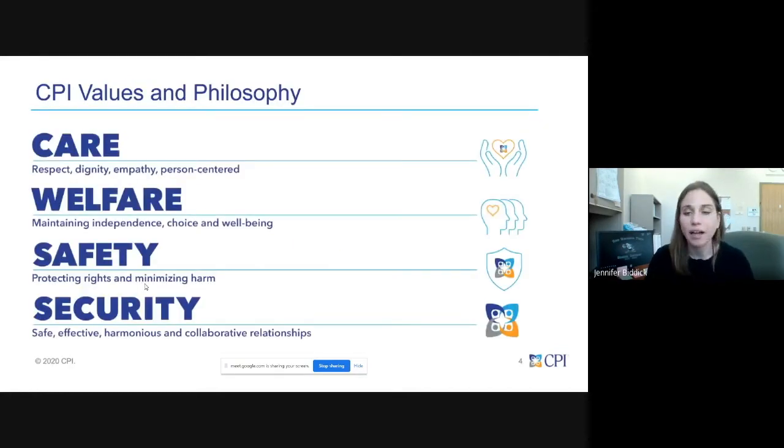So here are the CPI values that go oftentimes very hand in hand with the values that we have here at EHT: care, welfare, safety, and security. Again, we already said that one of our first priorities is the safety for our staff and for our students. We want everyone to feel safe and secure when they are here at school. Care, this one is really important. We want to treat all of our students, as well as all of our staff, with the dignity and respect that they deserve. And we want to make sure that we're looking out for their welfare, their quality of life, their well-being at all times. And some of the strategies that we talk about today are really focusing on these values and philosophy.